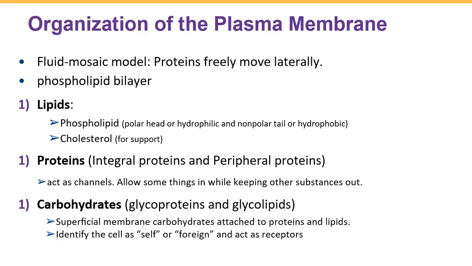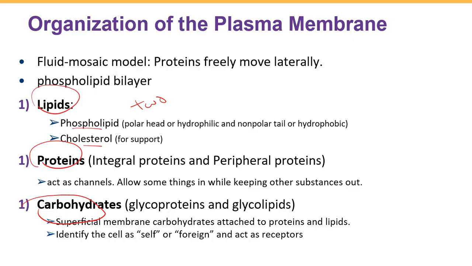Okay, so now let's review the plasma membrane structure. So we said the plasma membrane is made up of lipid, proteins, and carbohydrate. Lipid can be phospholipid or cholesterol, and then we talked about the phospholipid structure, which is amphipathic. It has a hydrophilic head and hydrophobic tail. That's the reason we have two layers of phospholipid in the plasma membrane. And then we talked about the cholesterol, which we need for support and for flexibility.